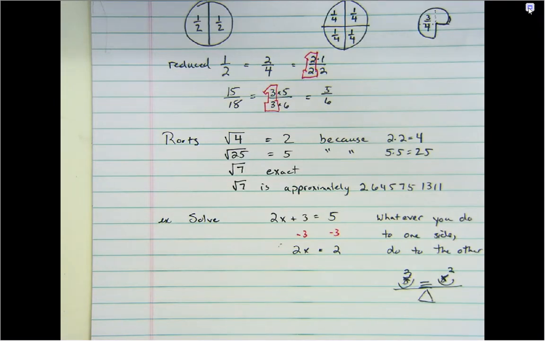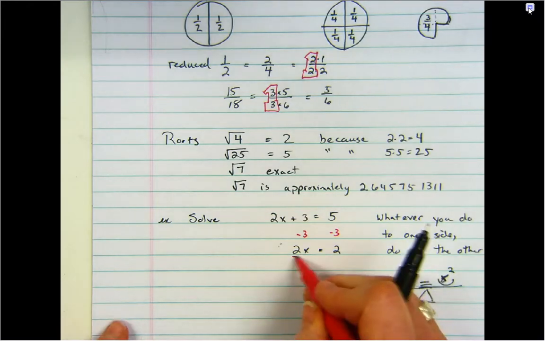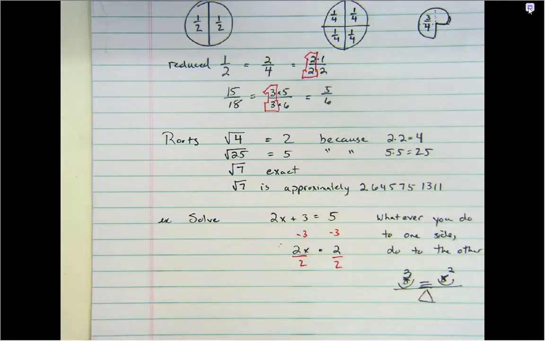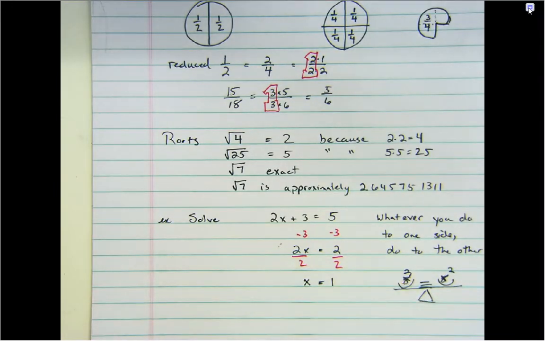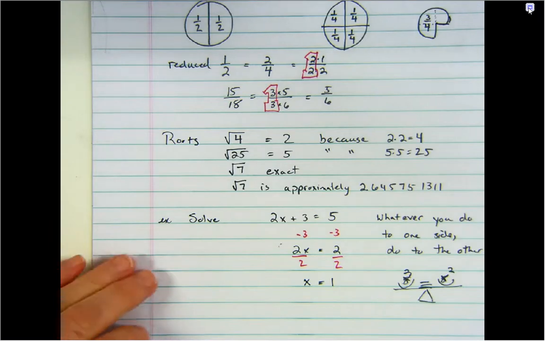What's the next thing to do? You probably already did it, right? What'd you do? Yeah, divide both sides by 2. And again, whatever you do to one side, do to the other. So I just wanted to remind you that when you work on one side of the equation, you work on the other. If you're going to do something to one side, do it to the other also.